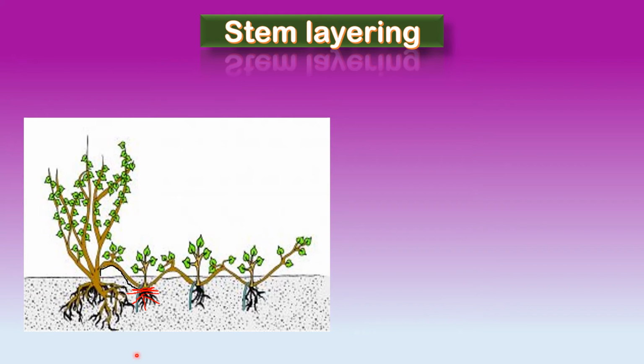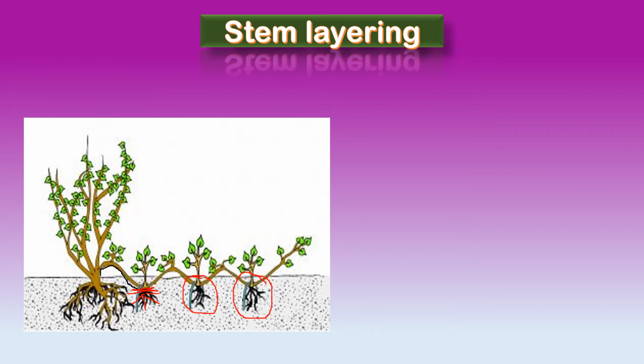Why layering, children? You can see here it is in layers, it is moving. What will happen in layering, children? The stem of a plant starts bending towards the ground. When it starts bending towards the ground, what will happen to the part of the plant which is covered with soil? It will start growing roots like this. You can see in this image. It is covered with soil and it starts developing roots.